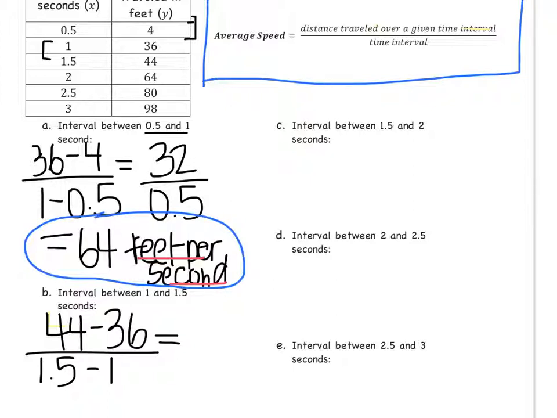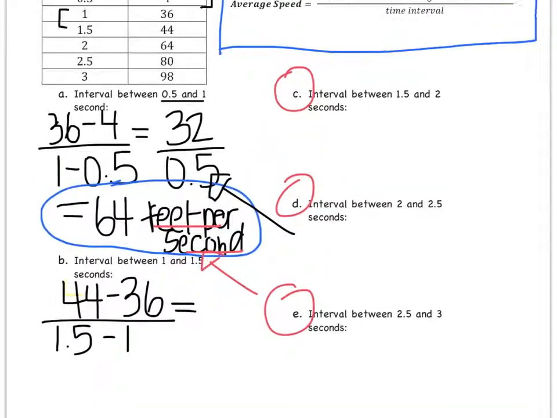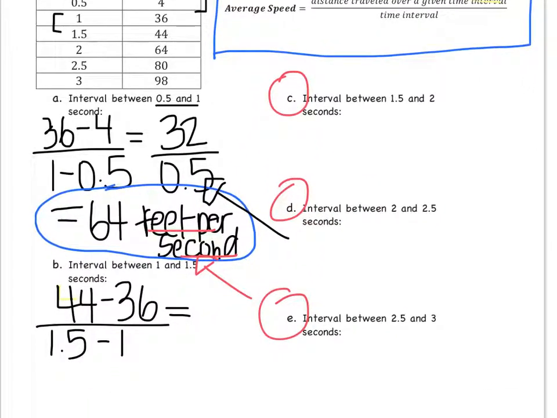I need you to go ahead and do the subtraction, which is going to give you your answer that's going to look like this in the form of a fraction. And then I need you to go ahead and simplify it so we actually have how many feet per second. After that, I need you to finish C, D, and E on your own. Make sure you bring this paper to class as I will be collecting it.